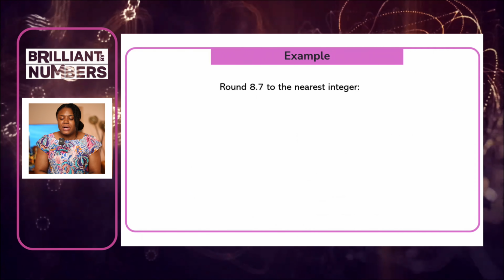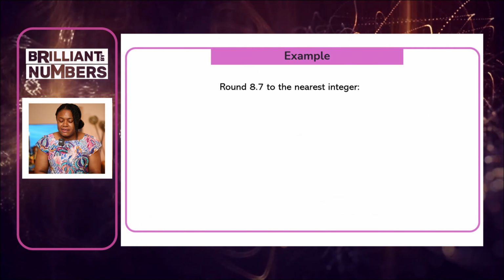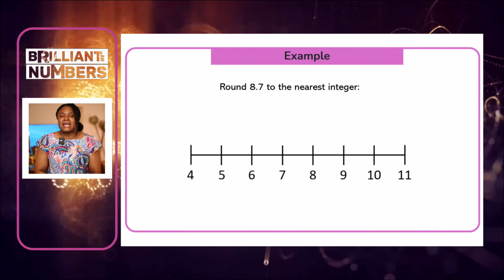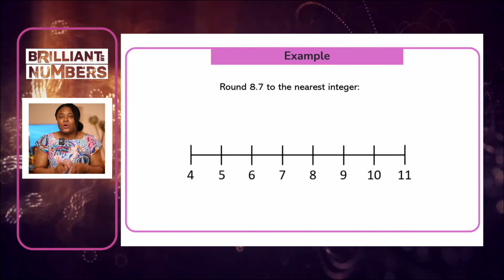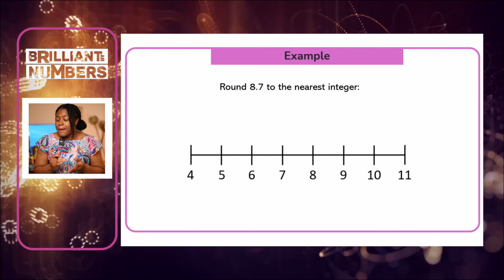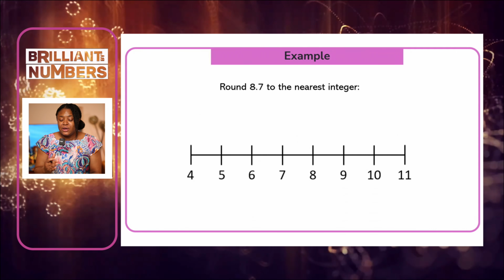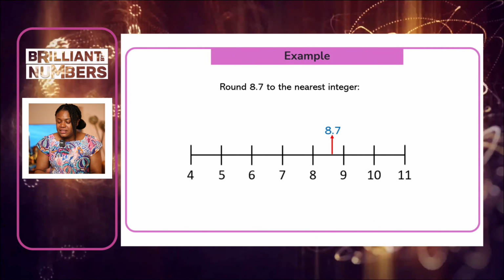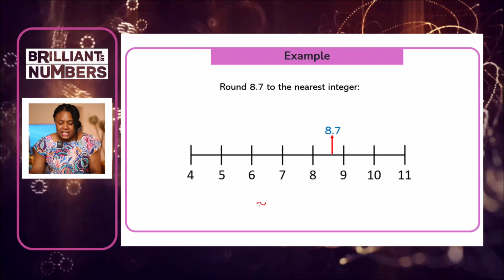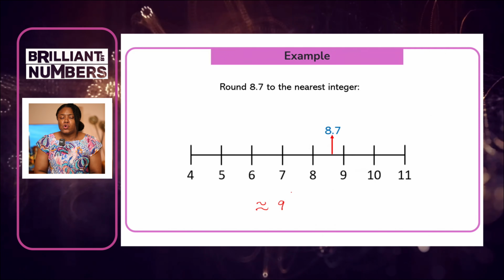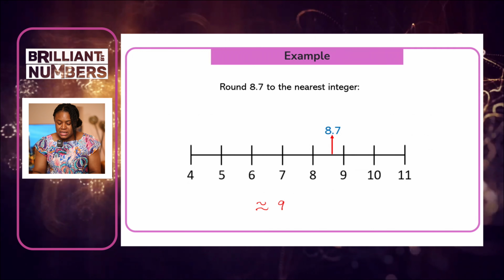This time we're asked to round 8.7 to the nearest integer. Again, we're going to use the number line to bring this across. So we know halfway between 8 and 9 is 8.5, but 8.7 will be a little bit closer to 9 than it is to 8. So as an integer, it would be approximately 9 as a whole number, closer to 9.